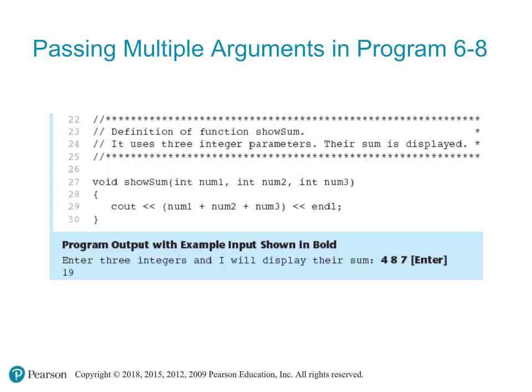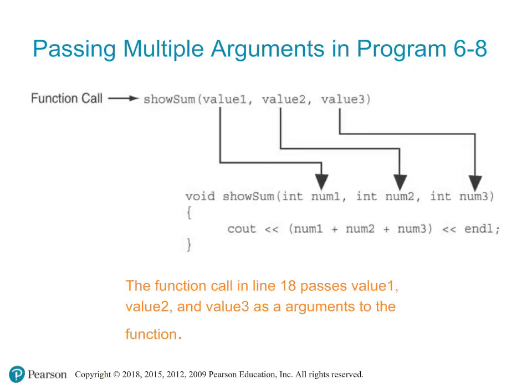When the body of the function finishes execution, the control will go back to the main function. Again, the value 1, value 2, value 3 in the function call are copied into the parameters num1, num2, and num3 in the function definition.